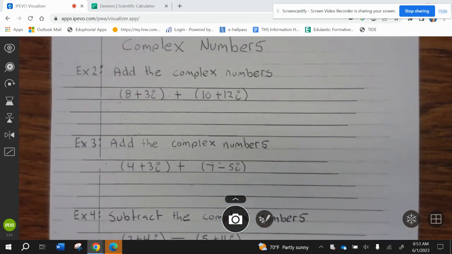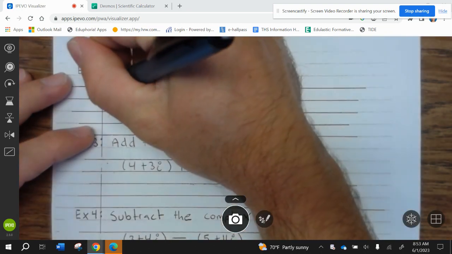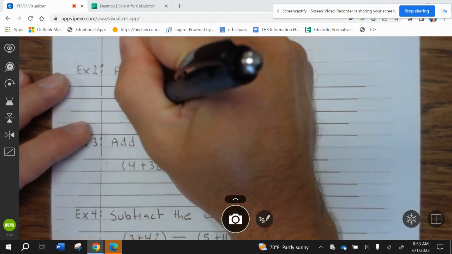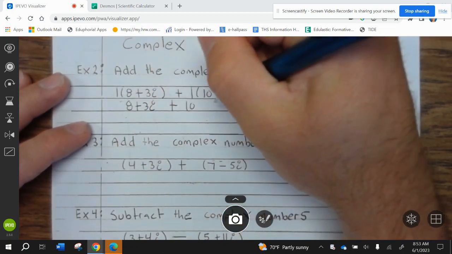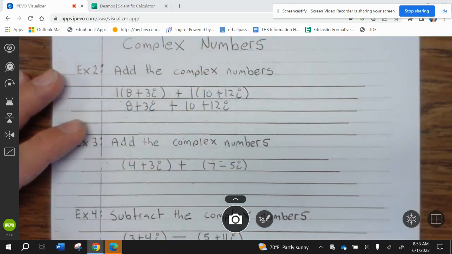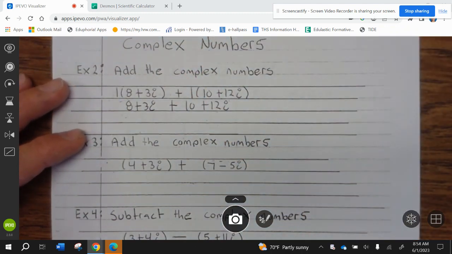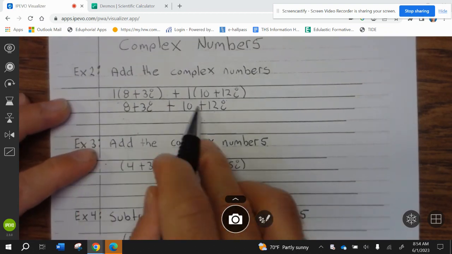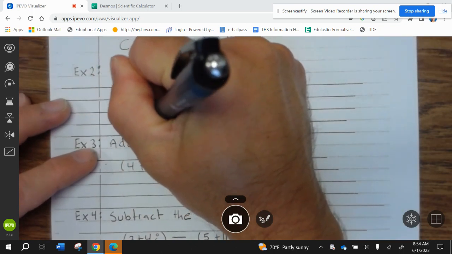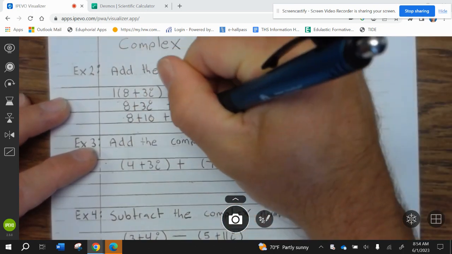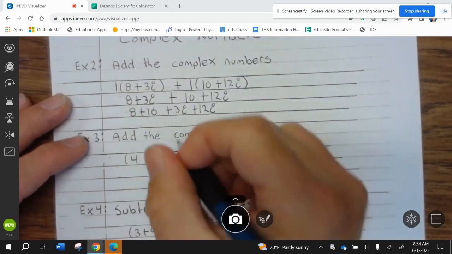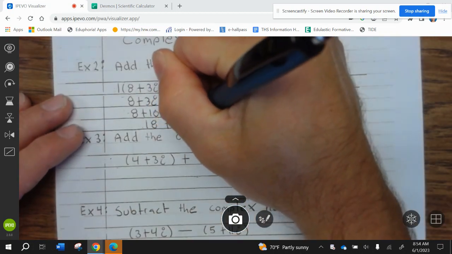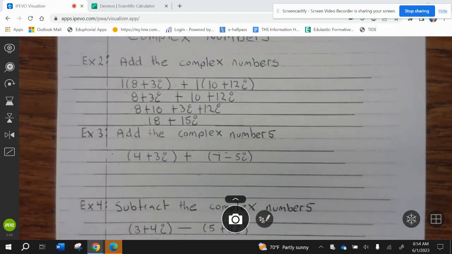Example 2. Add the complex numbers, okay? So I'm going to put a 1 in front of the parentheses, and we multiply. 1 times that is 8 plus 3i plus 10 plus 12i, okay? Now, we're going to group the 8 and 10, so that's 8 plus 10, and then I group the i's. So 8 plus 10 is 18 plus 15i. All right, go ahead and finish up example 2.